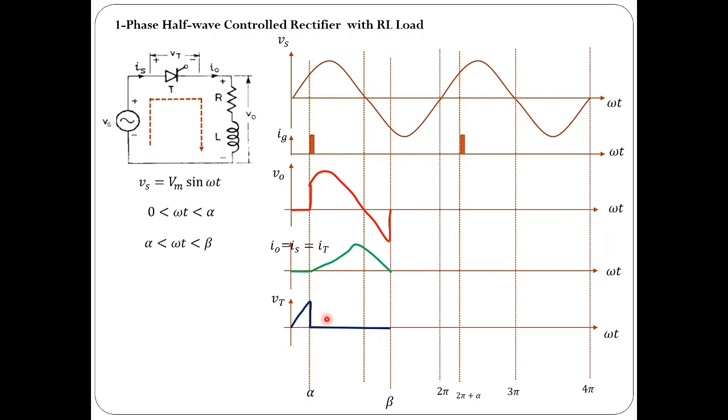Now coming to the voltage across the thyristor, it becomes 0 because it is conducting. During the conduction period of the thyristor, the voltage across it is going to be very small. Practically speaking, it is in the 1 to 2 volts range, but ideally speaking it is 0. So let me consider an ideal thyristor, it is 0.